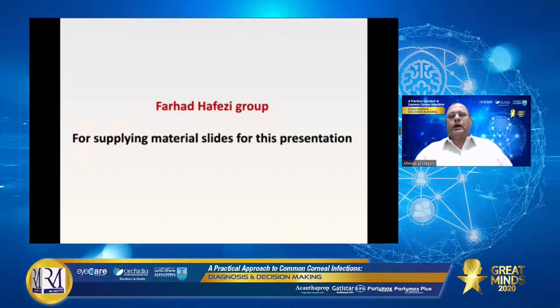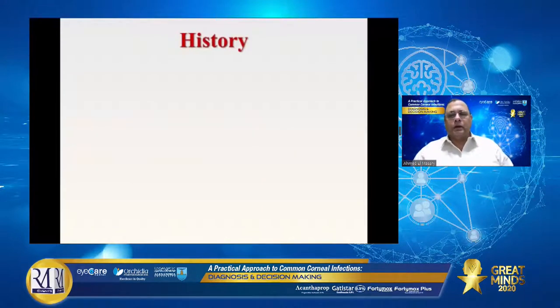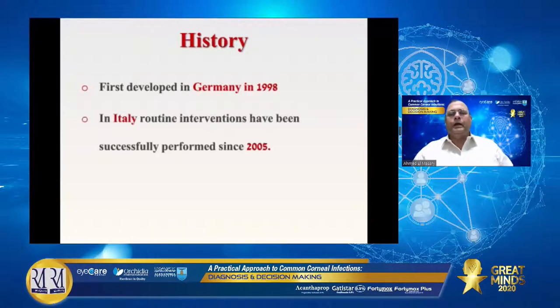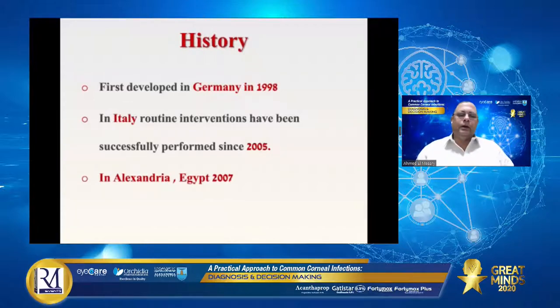So to start with, we know that corneal cross-linking was first developed in Germany. And then in Italy, 2005, they started doing it for keratoconus and other corneal ectasia. And in Alexandria, we were honored to be the first to do it in the Middle East, in Egypt, with Dr. Osama Ibrahim. And we did the first cases in 2007. It's now 13 years follow-up for these cases.